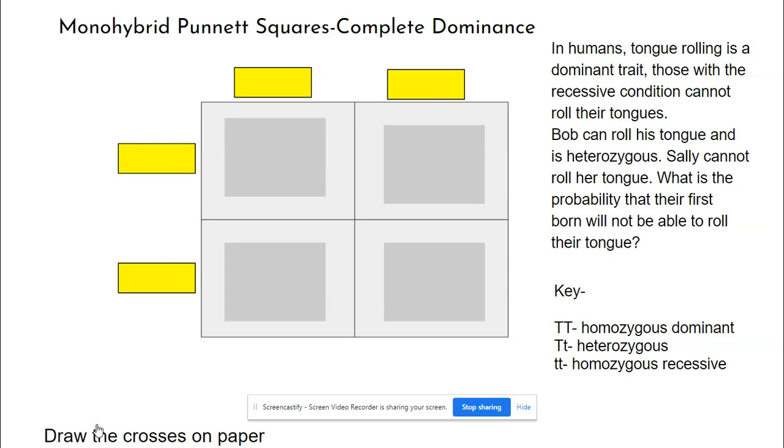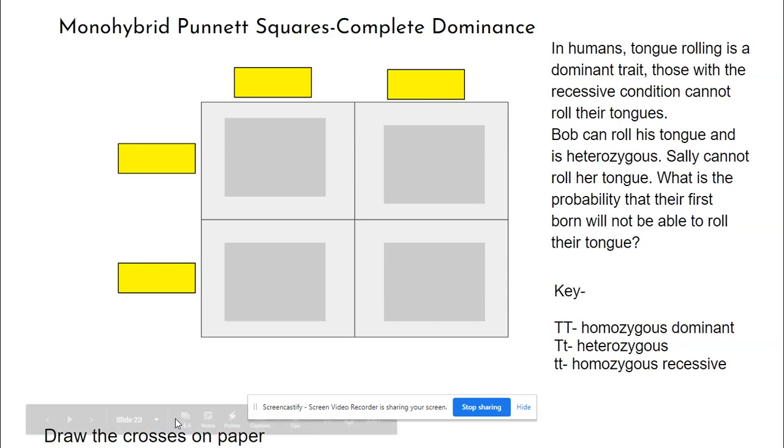All right, so get your piece of paper again. We're going to try to solve one of these Punnett squares. And this one is going to be about tongue rolling. So in humans, tongue rolling is a dominant trait. Those who cannot roll their tongues have the recessive alleles, and they have 2 of the recessive alleles.